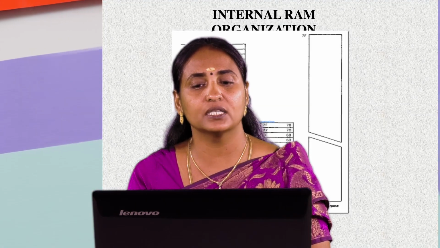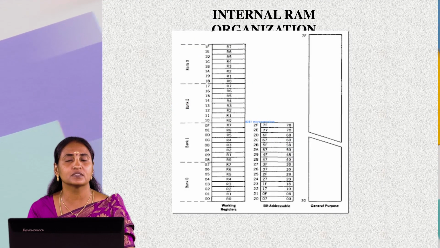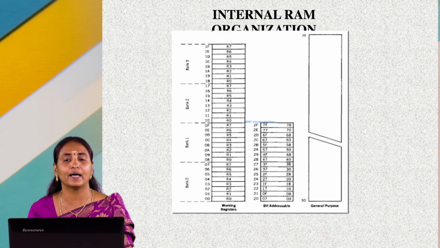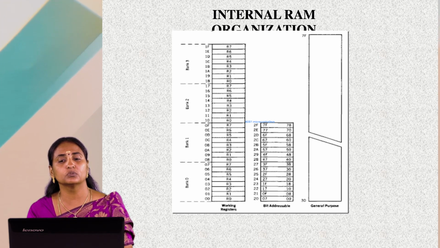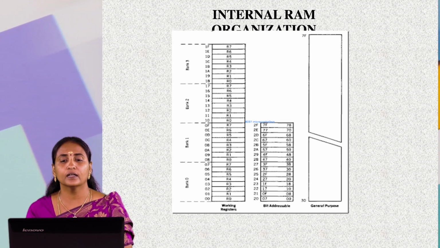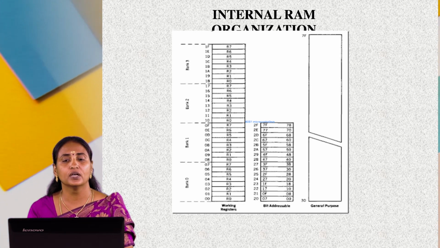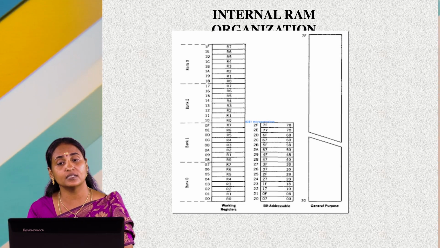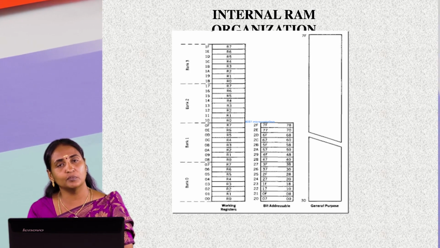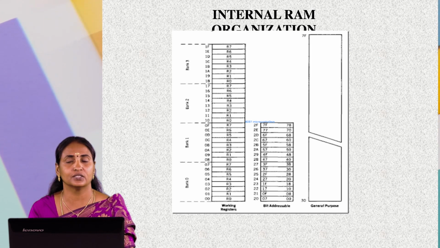And this is the internal RAM organization structure. This diagram shows the internal RAM organization. The working registers from address 00 to 07 represent bank 0. The addresses from 08 to 0F represent bank 1. The addresses from 10 to 17 represent bank 2. And the addresses from 18 to 1F represent bank 3. All these 32 lower byte registers are called working registers. While writing a program, we can access all these registers.